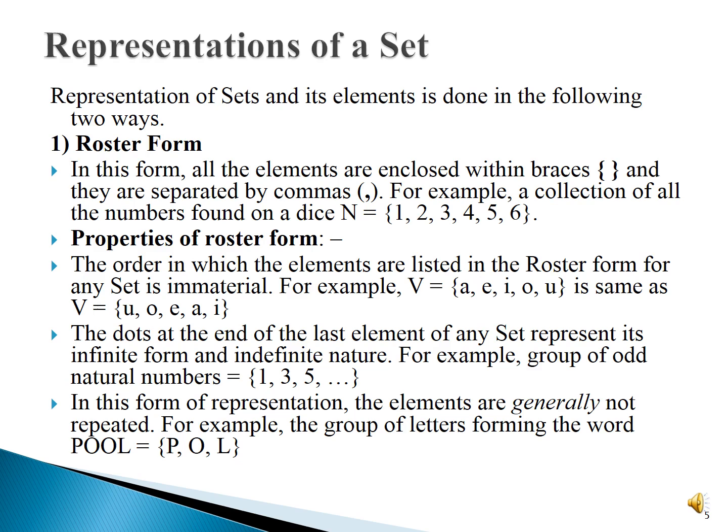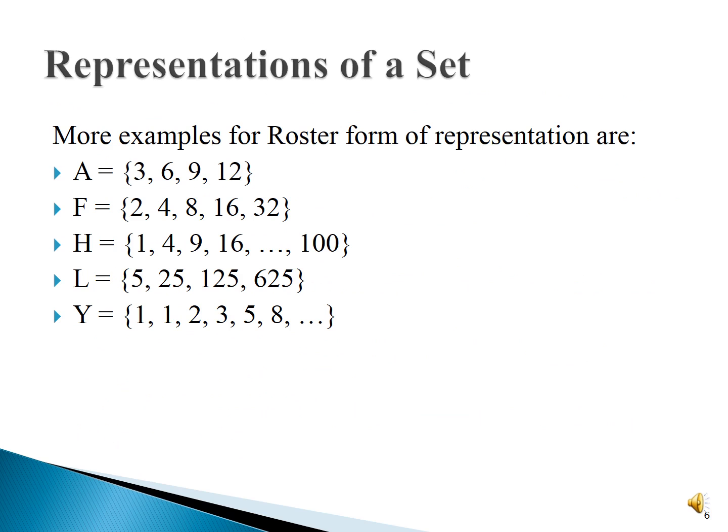In this form of representation, the elements are generally not repeated. For example, for the group of letters forming the word pool, P-O-O-L, the set which contains the elements will be P, O, L. That means we need not repeat the element O again. These are some more examples of roster form of representation. Here we can see A equals 3, 6, 9, 2. In this way we can represent the elements in the roster form.